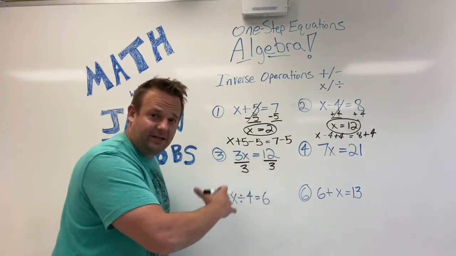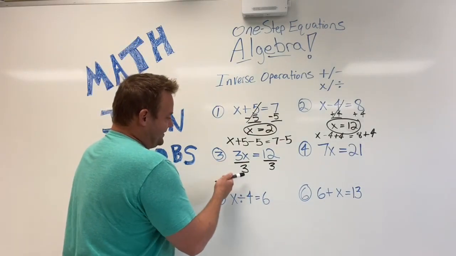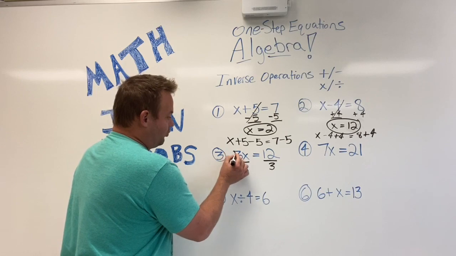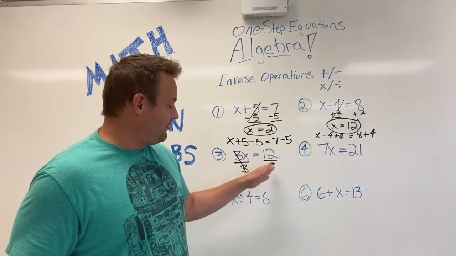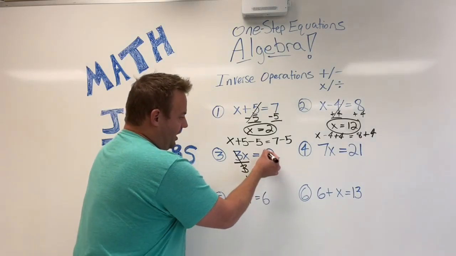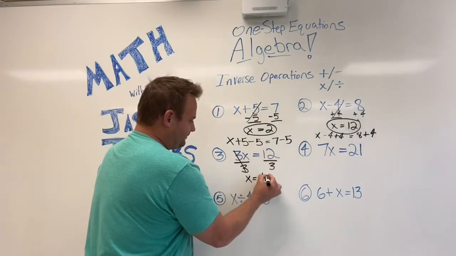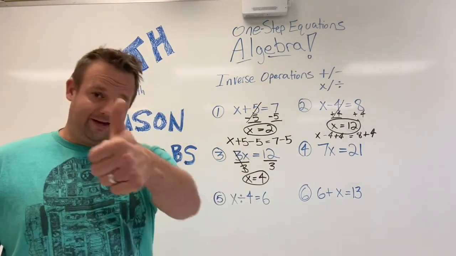Whatever you do on one side, you have to do on the other. So the inverse operation of multiplying is dividing. Now 3 divided by 3 is 1, and 1 times x is x. Now we've got to divide by 3 on the other side. So now we have x by itself, which is one of our goals. 12 divided by 3 is 4. So now let's check. 3 times 4 is 12.